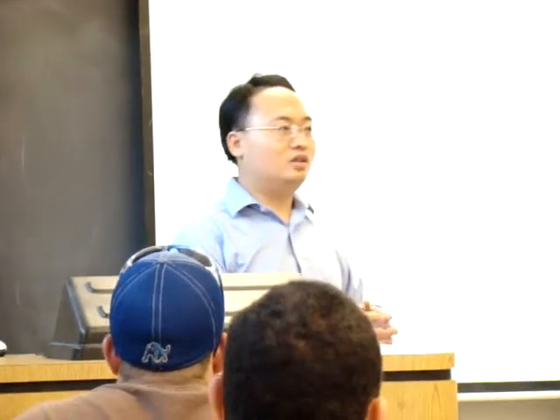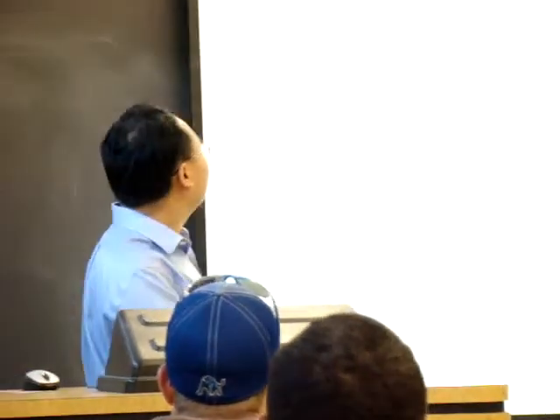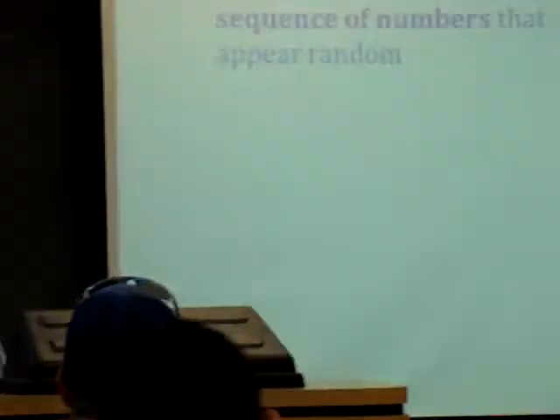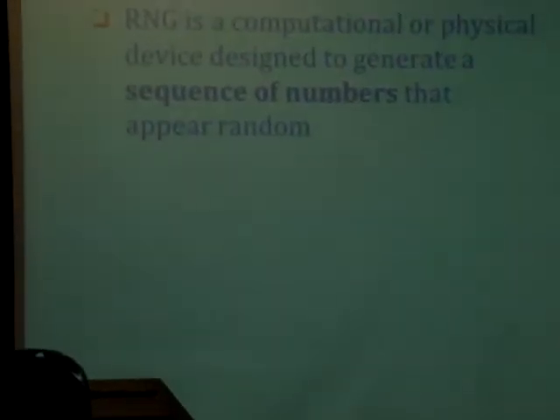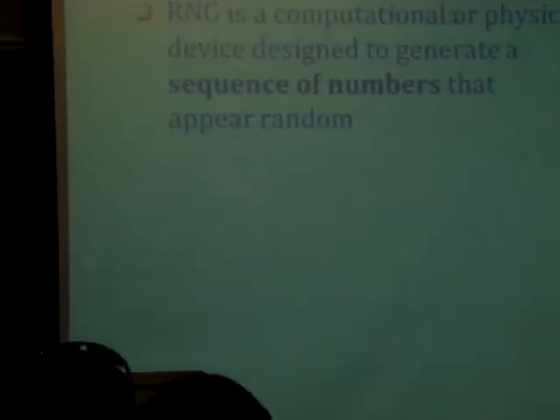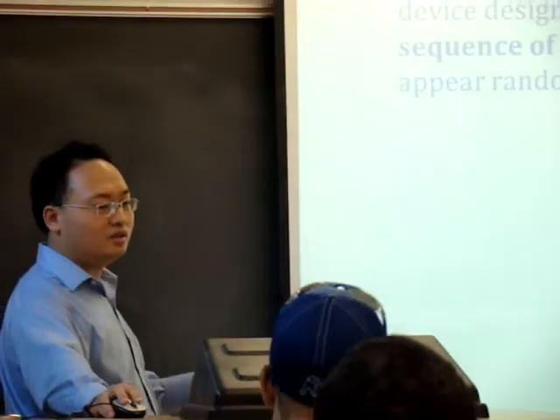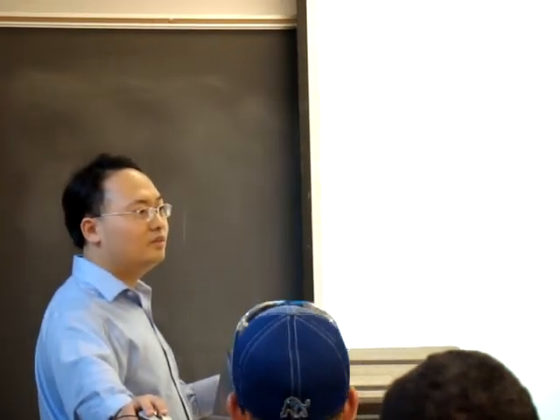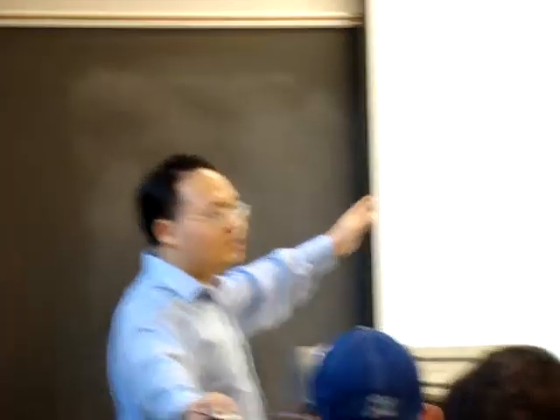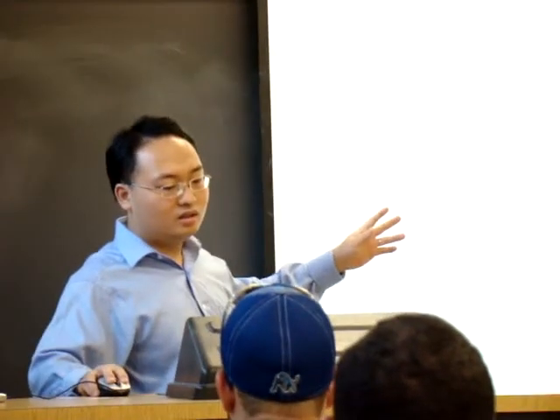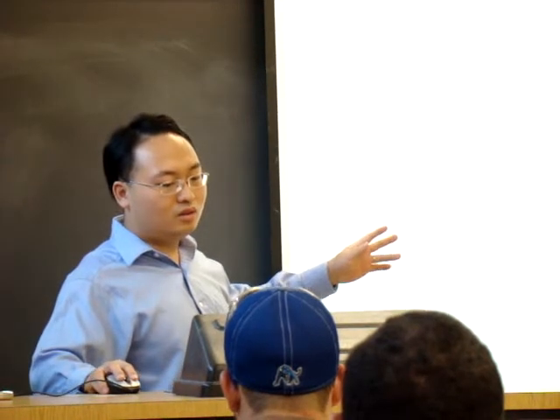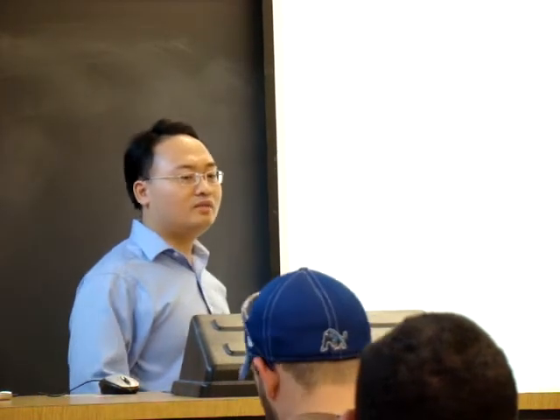Because we are talking about pseudo-random number generators, we have to know what a random number generator, or RNG, is. An RNG is a device, either computational or physical, that is designed to generate a sequence of numbers that appear random. I think this definition is not very difficult to understand. So let me tell you what kinds of random number generators we have.